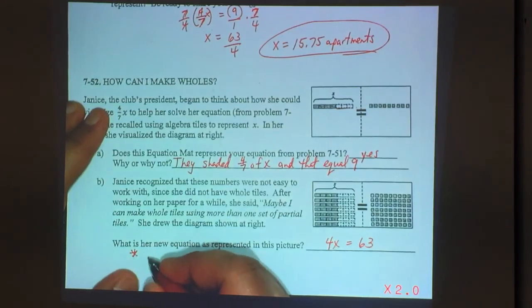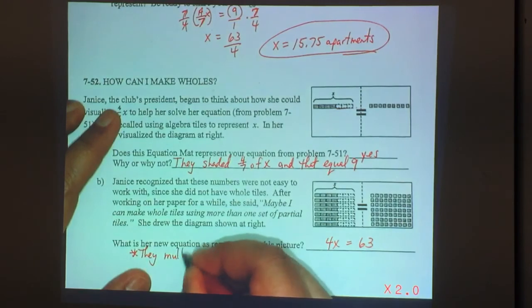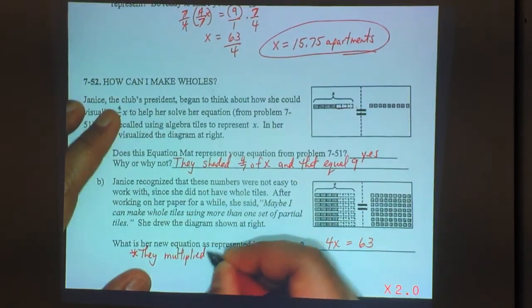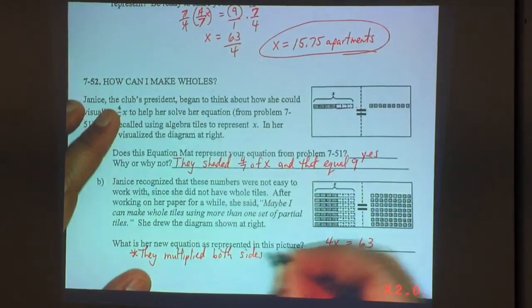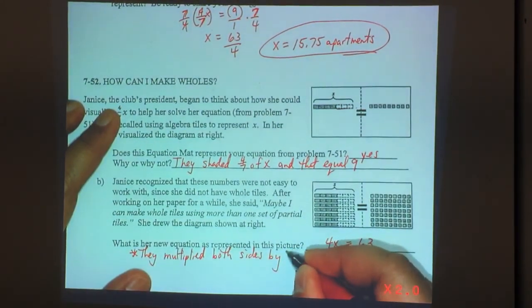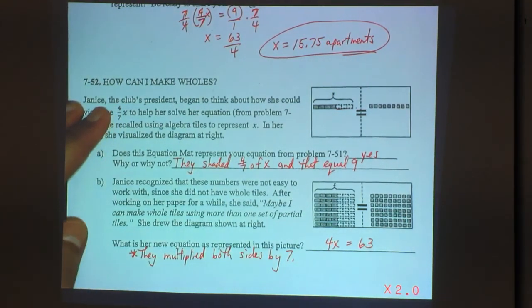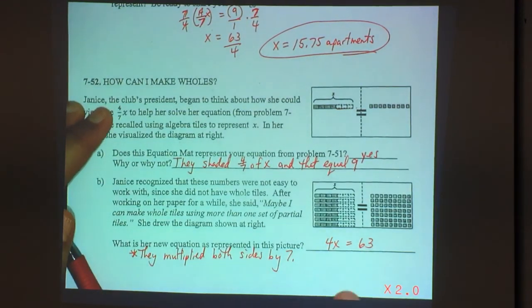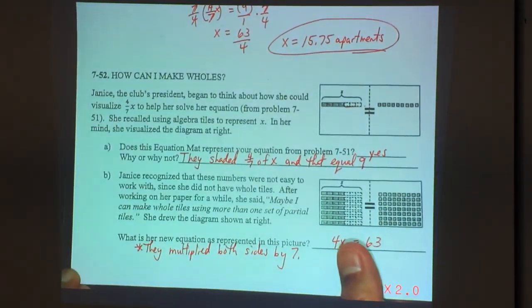Let's put a little asterisk here as a note. They multiplied both sides by 7. Okay. Everything in camera? We're good. Right. Back side.